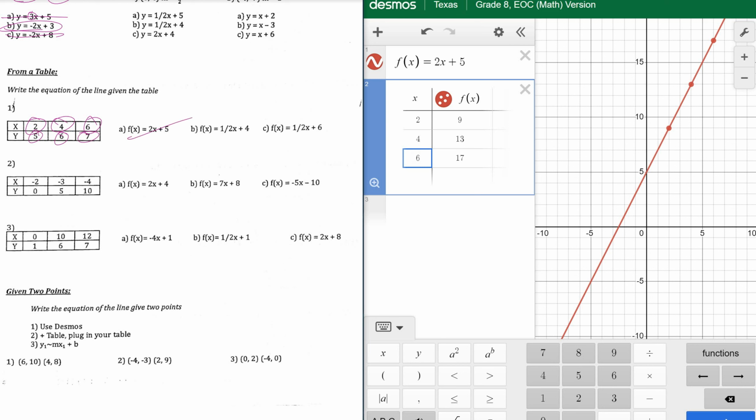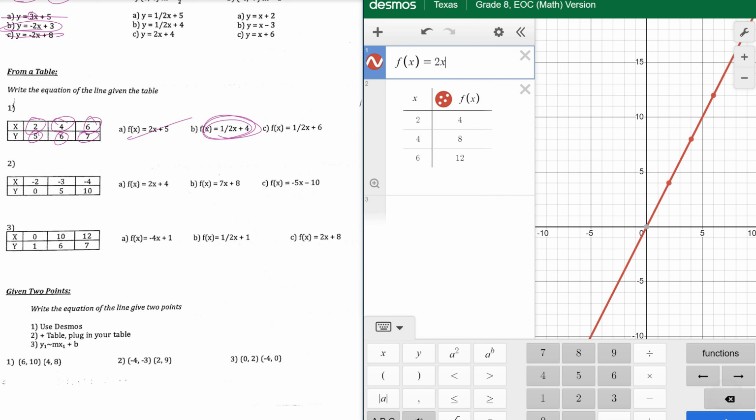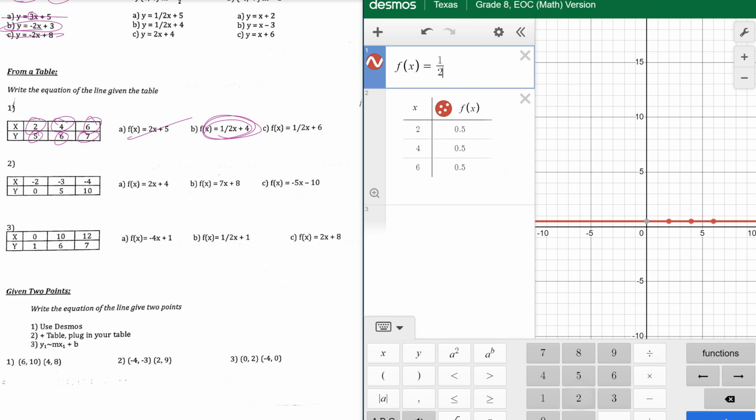Now, when I'm doing my next one, I can just keep this table and then change this equation up here. 1/2, right arrow to get out of the denominator, x plus 4. 1/2 x plus 4. And then I look, 5, 6, 7. Is that what we have here? 5, 6, 7. So we're happy with that.